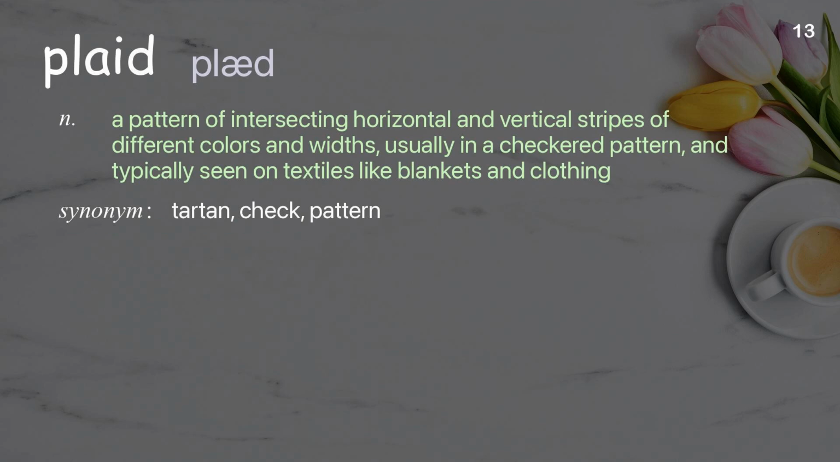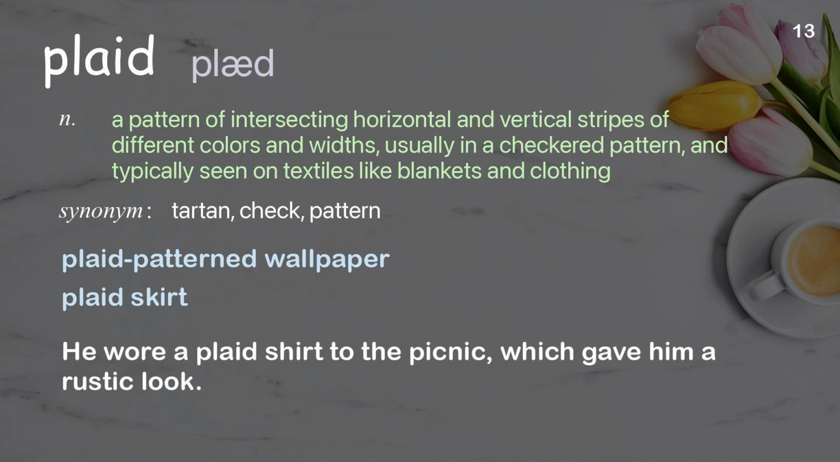Plaid. A pattern of intersecting horizontal and vertical stripes of different colors and widths, usually in a checkered pattern, and typically seen on textiles like blankets and clothing. Examples: Plaid patterned wallpaper. Plaid skirt. He wore a plaid shirt to the picnic, which gave him a rustic look.